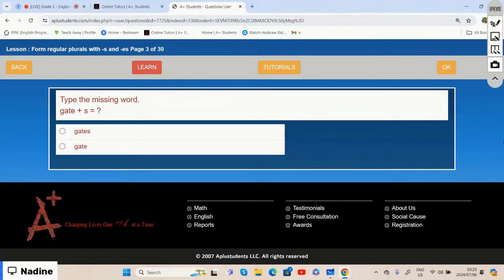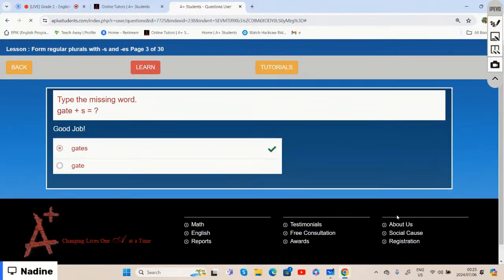All right, so if we were to add an S to our word gate, then we would say it is gates because we're referring to more than one gate, right? So we have gate plus S, we're referring to more than one gate, which means that it is plural, gates. We added an S. So well done. Gates is correct.